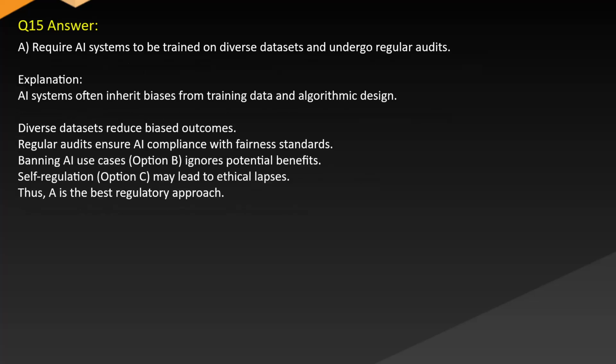Answer A. Require AI systems to be trained on diverse datasets and undergo regular audits. Explanation: AI systems often inherit biases from training data and algorithmic design. Diverse datasets reduce biased outcomes. Regular audits ensure AI compliance with fairness standards. Banning AI use cases, option B, ignores potential benefits. Self-regulation, option C, may lead to ethical lapses. Thus, A is the regulatory approach.